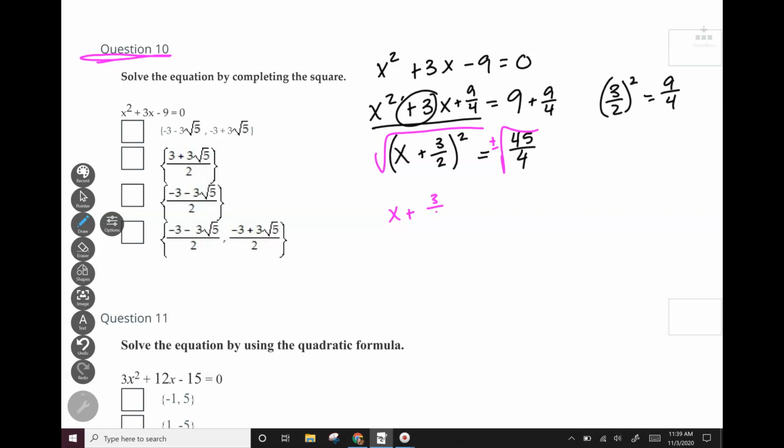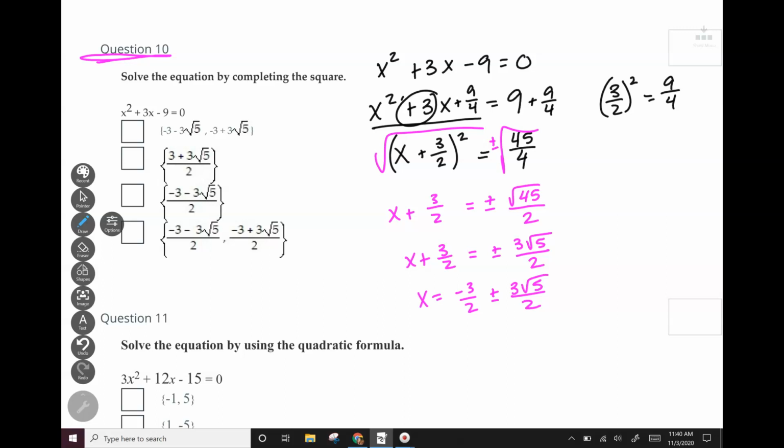So x plus 3/2 equals. Now we want to take the square root of the top and the bottom. Square root of 45 over the square root of 4, which is 2. I can simplify the square root of 45. I can take a 9 out, it becomes a 3, and a 5 is stuck inside. Okay, and then last step, I just need to subtract the 3/2. Okay, I can't combine those because they're not like terms. One of them has square root of 5, the other one doesn't.